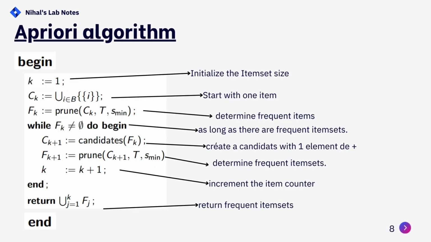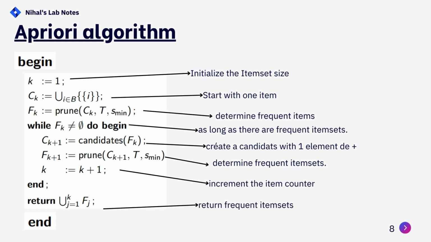Now let's see the first and most important algorithm in data mining for frequent pattern mining, the Apriori algorithm. As you see here, we have begin and end, and in the middle we have k equal to 1. This line is to initialize the item set's size. Then we have C_k, the second line, which is to start with one item. The third line, F_k, is to determine the frequent items.